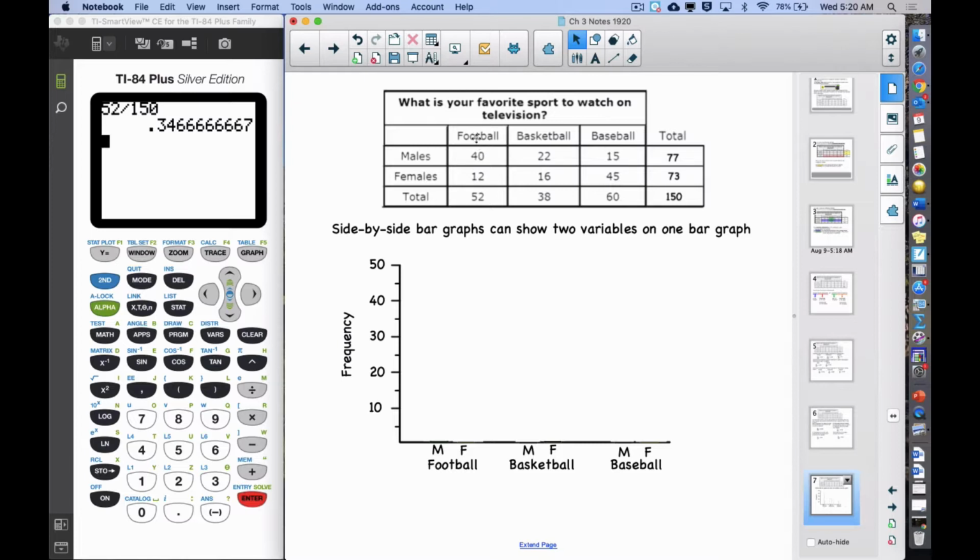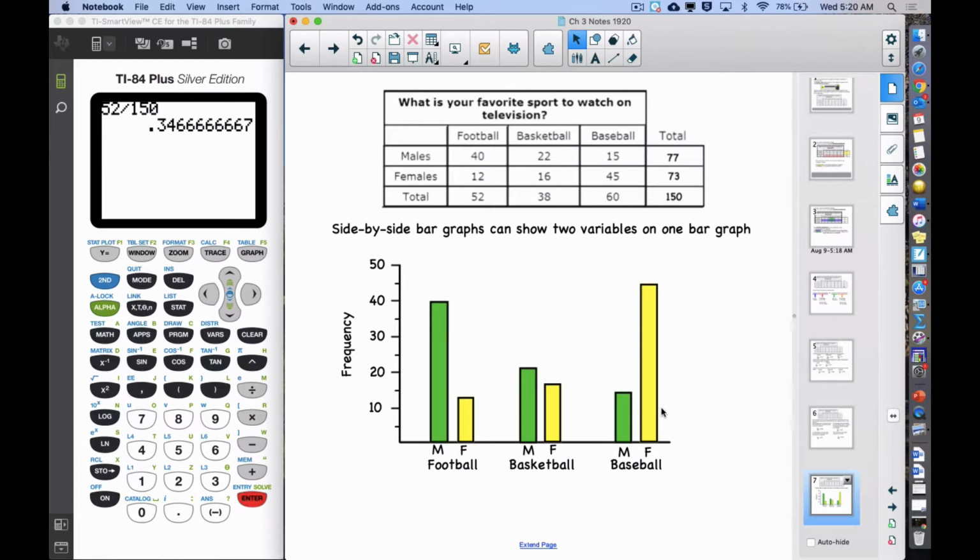But basically what I do is, for this one, I decided to have the sports be my main categories along the bottom. And then within each sport, I'm going to have a bar for the male. So I have one bar that goes to 40 because there were 40 males who said football was their favorite sport. And I'll have a bar for the females that goes up to 12. Then I do the same thing for the next sport. I have 22 males who said basketball. I have 16 females who said basketball. Then I have 15 males who said baseball and 45 females who said baseball. So it's a two-variable graph because I have one variable on the bottom. Within each of those, I have my other variable measured with different bars.